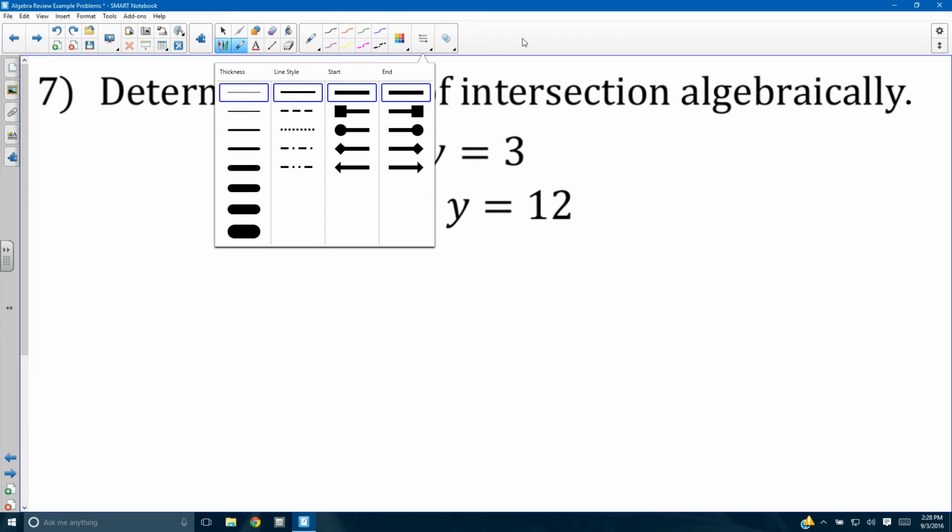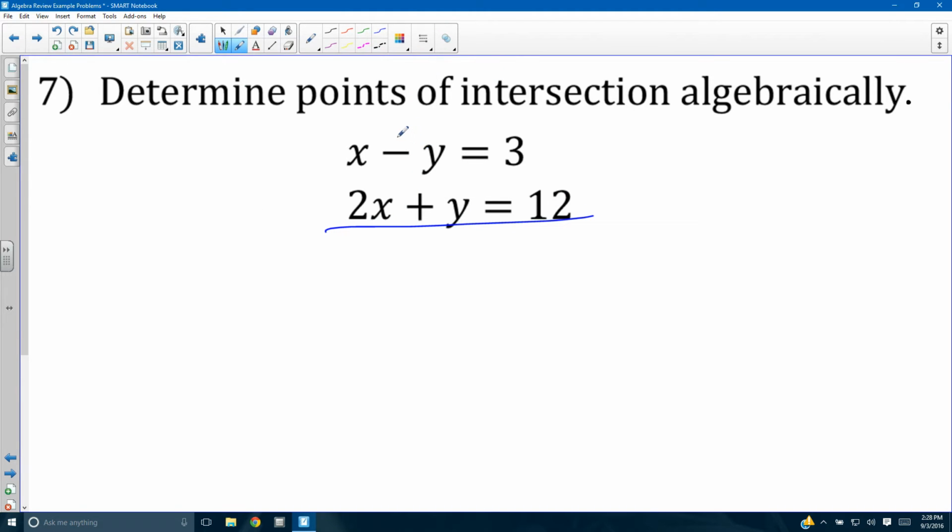If I added right down the lines here, negative y plus y is 0. Those go away. x plus 2x is 3x. 3 plus 12 is 15. Divide by 3, you get x equals 5.